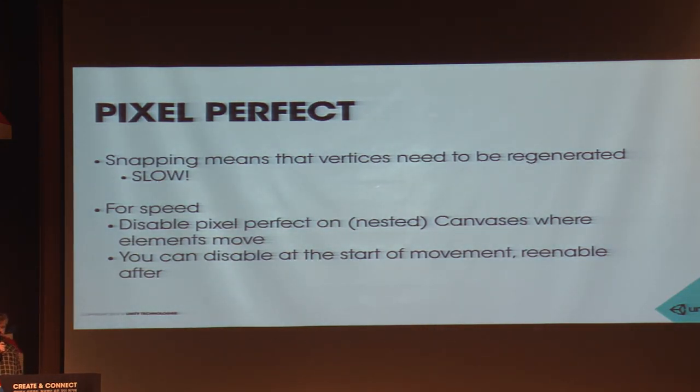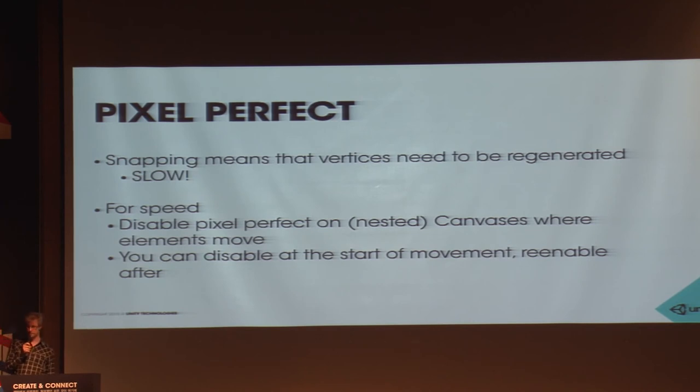When the rectangles are snapped to the pixel boundaries, all the vertices need to be recalculated. And this is quite slow. So for speed purposes, it's good to limit this as much as possible. But it's mostly an issue for moving elements. If you only have some of the elements in your UI moving around while other parts are static, there's a few things you can do to improve performance.